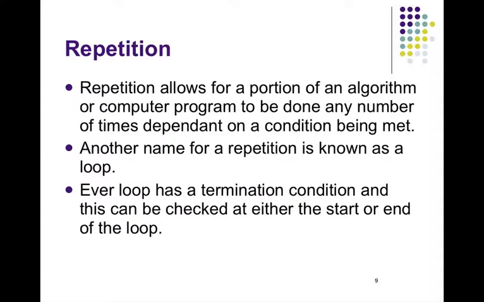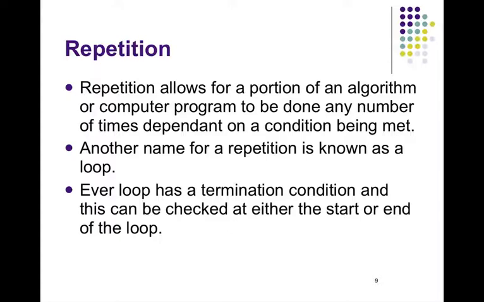Okay, we're going to look at our third type of control structure, which is repetition. Repetition allows a portion of an algorithm or computer program to be repeated a number of times dependent on it meeting a condition. That condition is either checked at the start of the loop, or at the end of the loop, or can be fixed to the number of times that it will repeat.